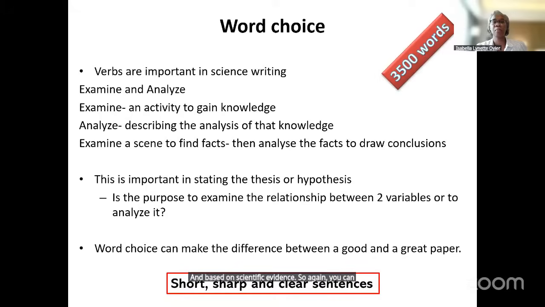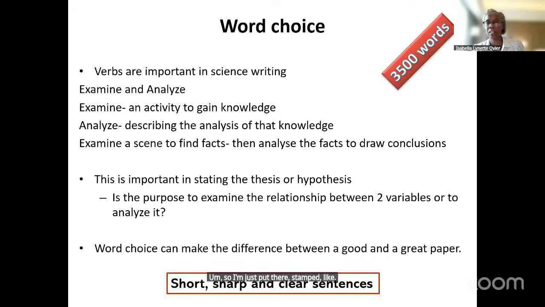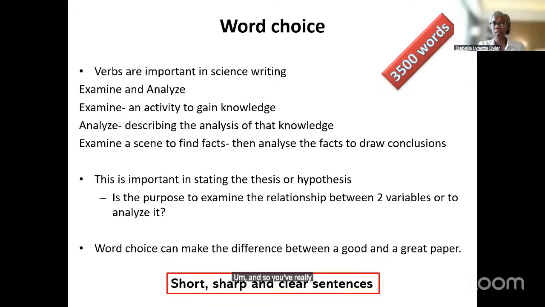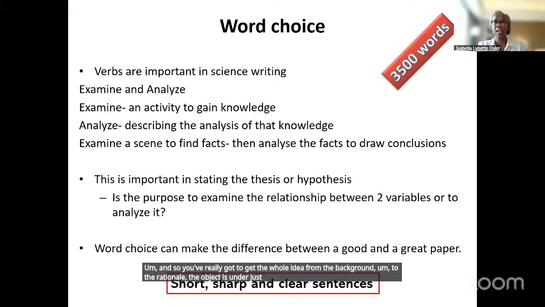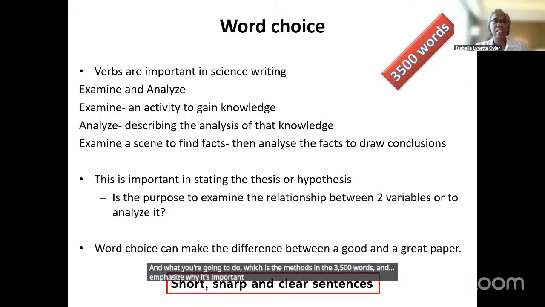So again, you can also think about your choice of words as you think about writing the grant application. I've just put there something like 3,500 words. That's an example of some of the Wellcome Trust applications. So the word limit is not massive. You've really got to get the whole idea, from the background to the rationale, the objectives, the justification, and what you're going to do, which is the methods, into the 3,500 words, and emphasize why it's important. So really thinking about the words you will use and your sentence structure will be important.